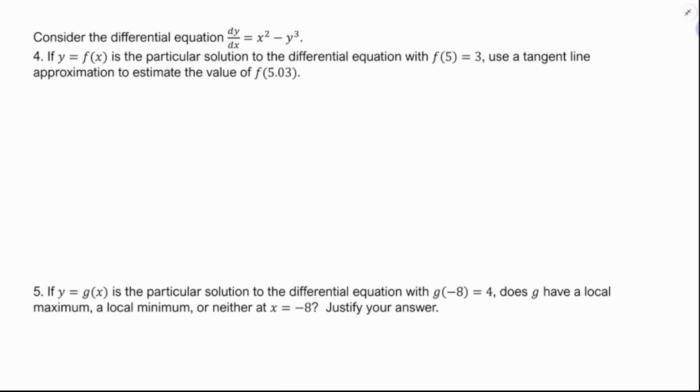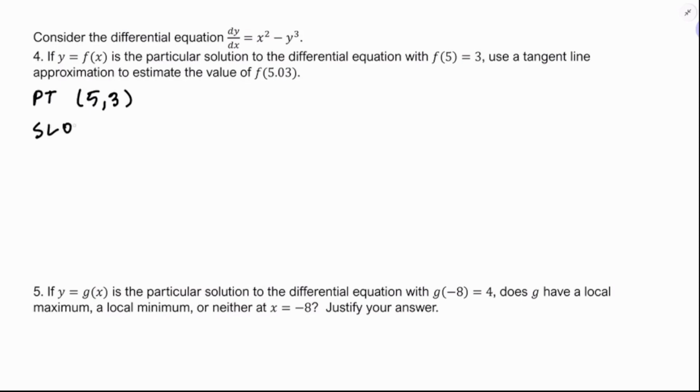All right, now, number 4 and 5 is going back to the differential equation. This has nothing to do with related rates, but I thought it would be good practice for you. So if y equals f of x is the particular solution to this differential equation with f of 5 equals 3, use a tangent line to estimate the value of f of 5.03. So we're going to need a point and a slope to write the equation of our tangent line. The point's going to be 5 and 3.